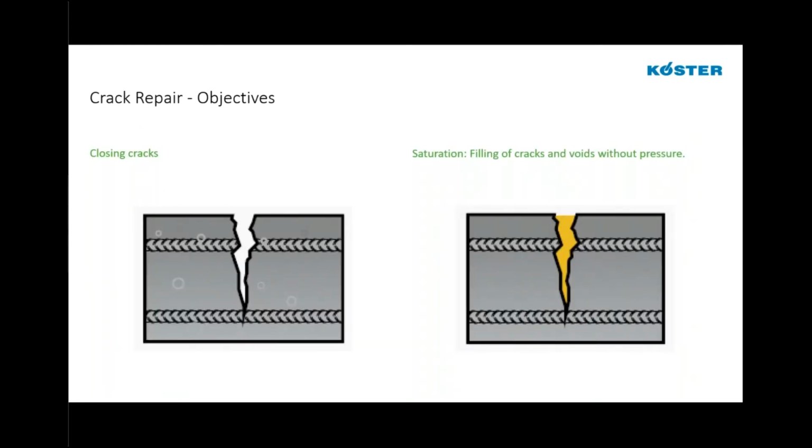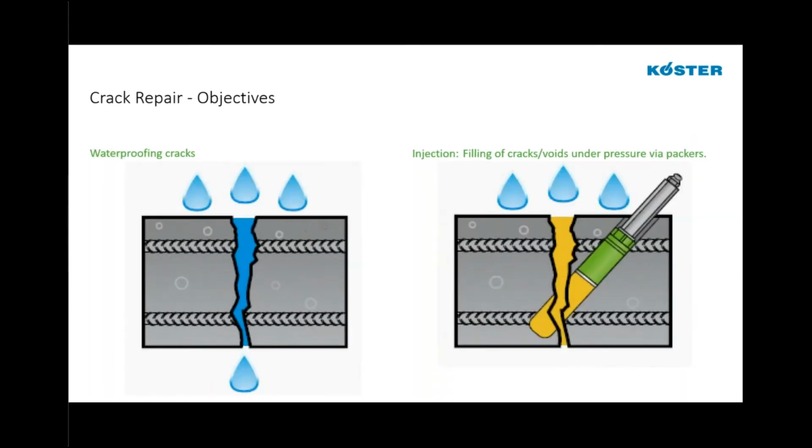First, for sealing cracks from the surface, potentially just horizontal cracks in a concrete slab that are not necessarily water bearing, we can do this by saturation, by filling cracks and voids without pressure, almost gravity feeding from the surface. This is one case. The second case, in the case of waterproofing cracks, the injection will fill cracks or any voids that are under pressure via packers or injection ports. This is the primary purpose that these injection products serve, for waterproofing leaking cracks.